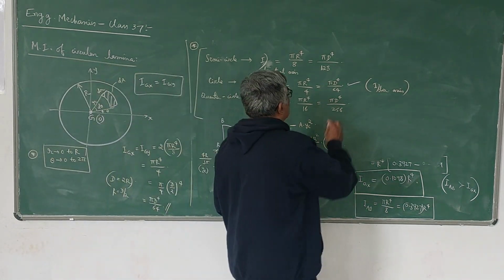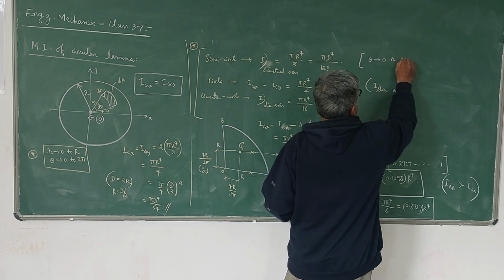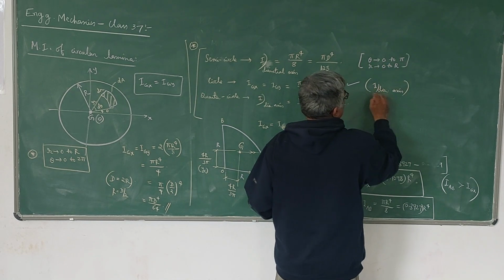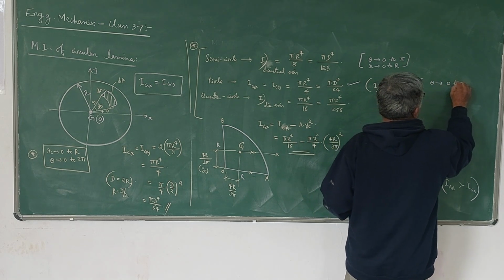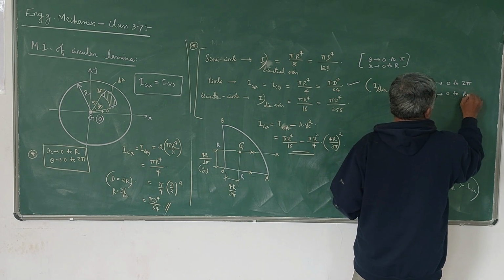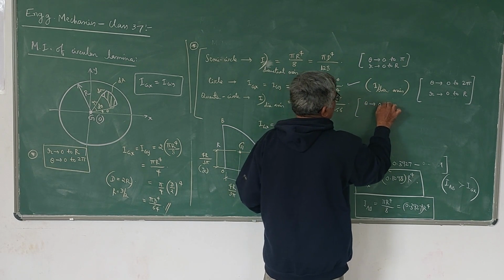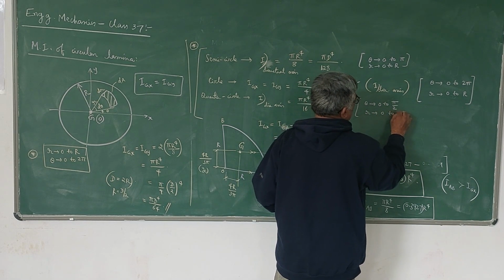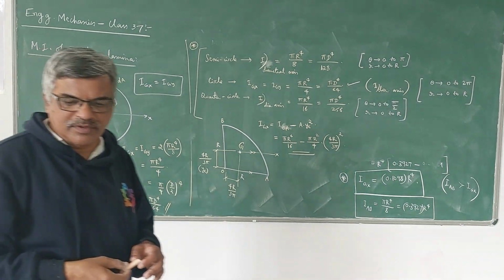In the case of semicircle, the limits of integration for theta are 0 to pi, and the limits for r don't change, 0 to capital R. In the case of circle, theta is 0 to 2 pi, and r is 0 to capital R. In the case of quarter circle, theta can vary from 0 to pi by 2 and r from 0 to capital R. So these are the limits of integration. The procedure remains the same for all three types of laminae.